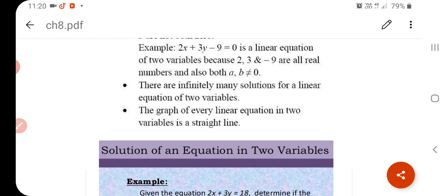Now in this chapter we have learned how to draw a graph on graph paper for a linear equation in two variables. Hence the graph of every linear equation in two variables is a straight line, and every point on the graph of a linear equation in two variables is a solution of the linear equation. Conversely, every solution of the linear equation is a point on the graph of the linear equation.